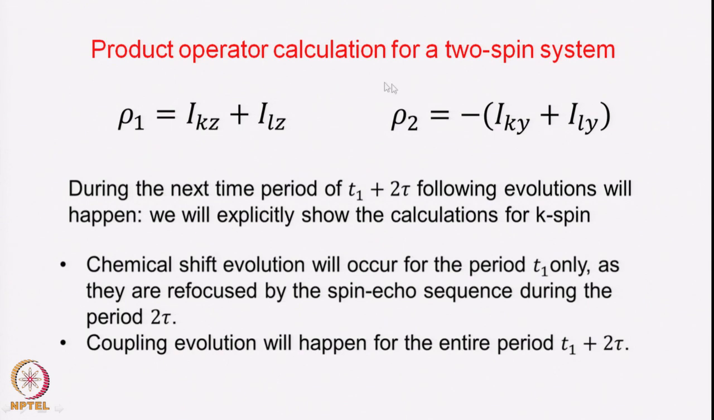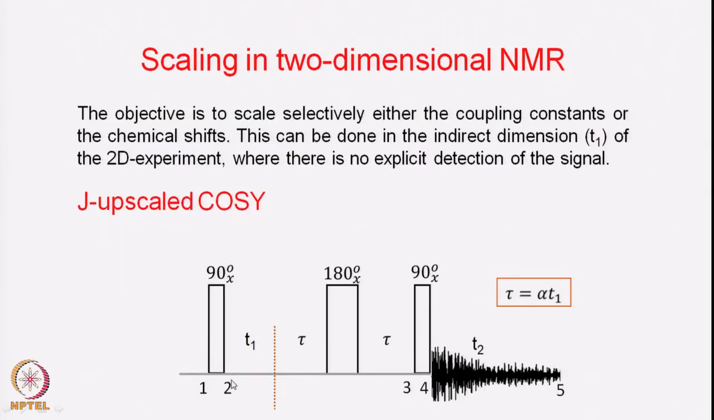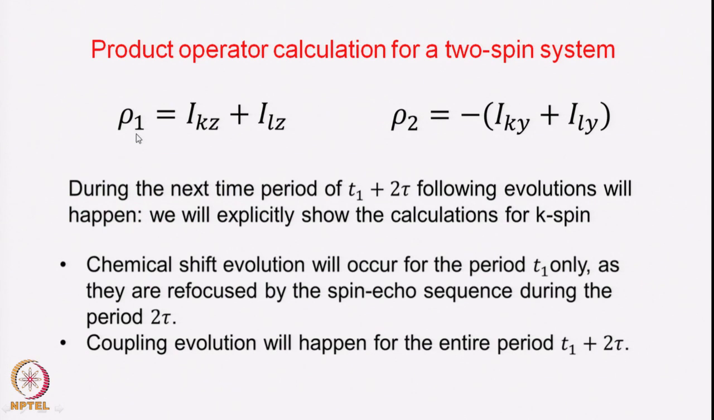We will do a product operator calculation for a two spin system as usual. Consider two spins K and L, and these are the density operator time points where we will actually look at the density operator. At time point 1, it is basically Z magnetization of the two spins, IKZ plus ILZ. And when you apply the 90 degree pulse along X axis, you get minus IKY plus ILY. These are independent spins, so they will evolve independently during the next evolution time period.